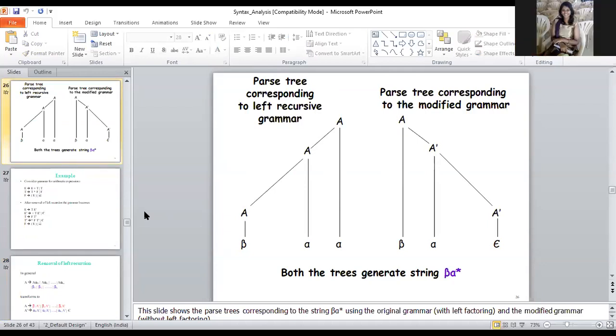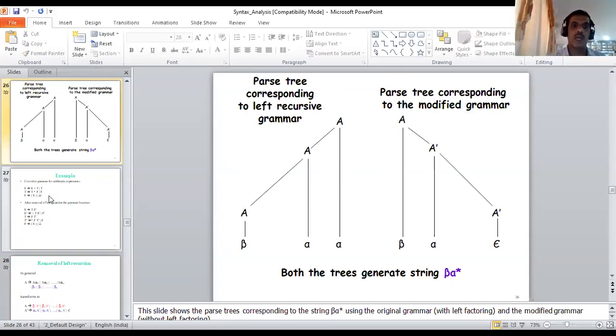Yes, sir. Now, if you have understood, I'll show one more example. You have to tell me how to remove this left recursion. What is left recursion? A tends to A alpha or beta should be written as A tends to beta A dash, and then A dash tends to alpha A dash or epsilon.